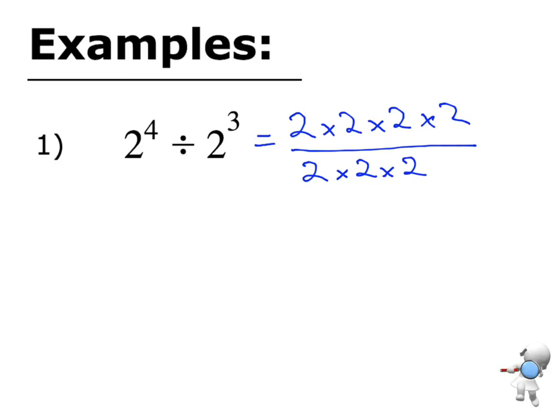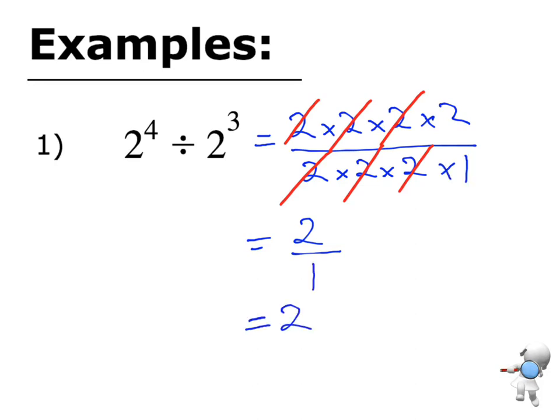Now what I need to do is look and see, well, what can I cancel? If I'm multiplying top and bottom by the same number, I can simplify. So I've got a 2 times on the top and a 2 times on the bottom that will cancel. I've got another 2 times and another 2 times that cancels. A third one and a third one. So what am I left with? Well, on the top, I'm left with a 2. On the bottom, I'm left with anything, remember, can be multiplied by 1. So I'm left with a 1 on the bottom, which is the same as 2.